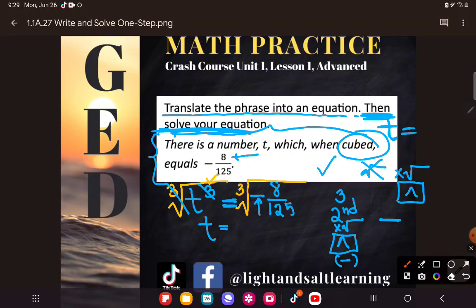So I'm going to type 8 on the top, and I'm going to type 125 on the bottom, press enter, and I get negative 2/5. And this is solved. It is done because T is alone.